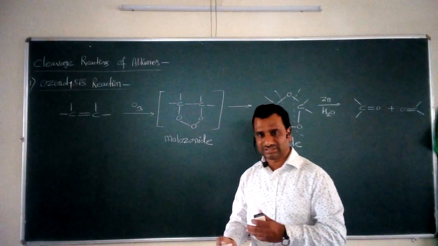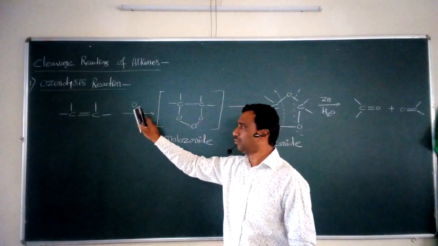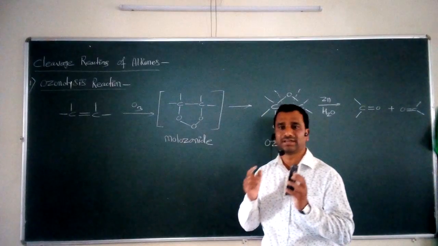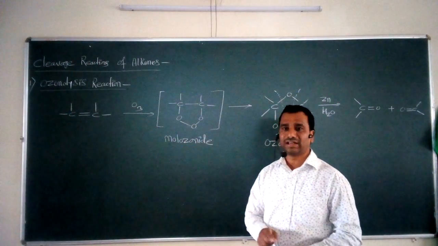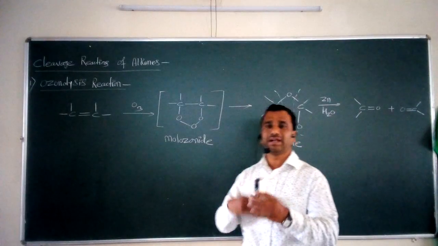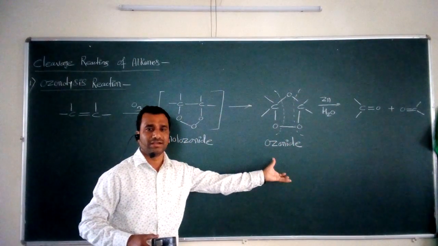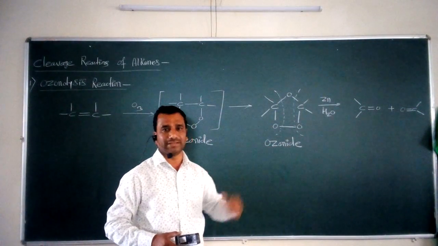So what is ozonolysis? In an ozonolysis reaction, the given alkene molecule interacts with the ozone molecule. After the interaction, in the first step, it forms one unstable species called the molozonide. This molozonide is highly unstable, so it becomes stable by conversion into the next chemical species, called the ozonide.